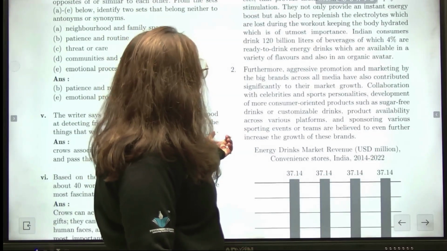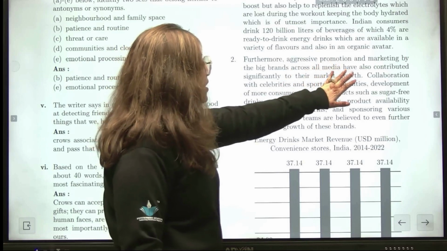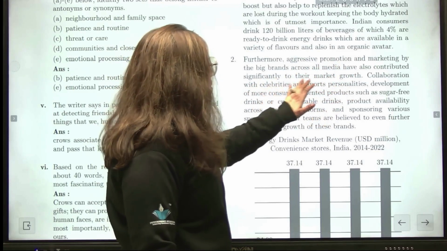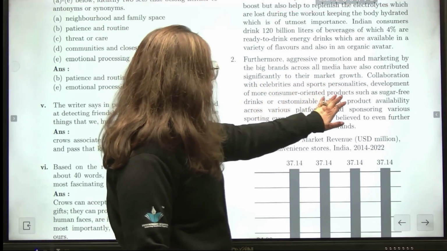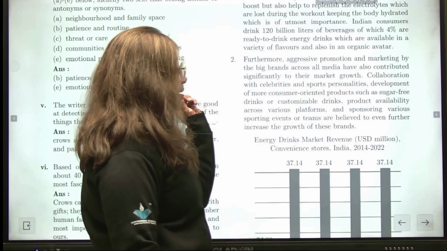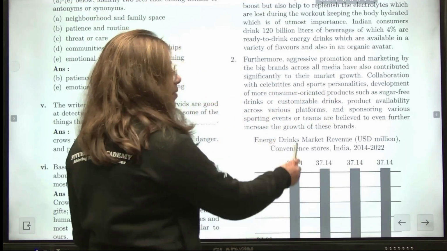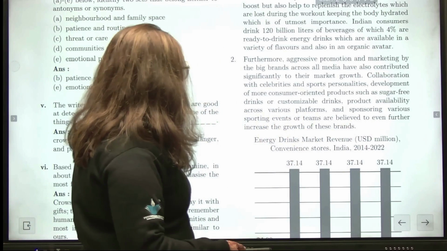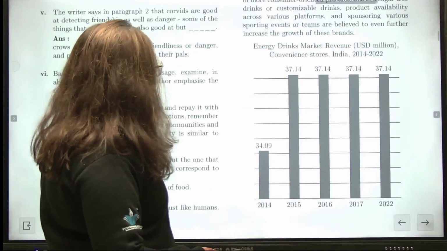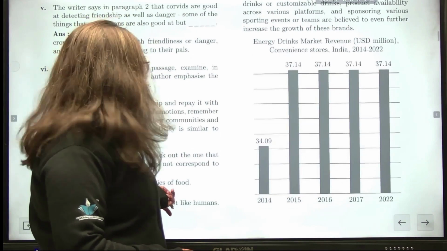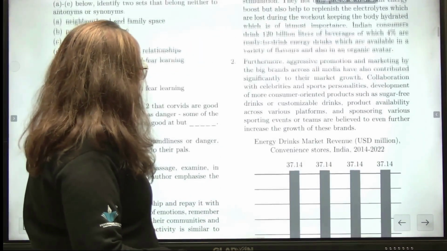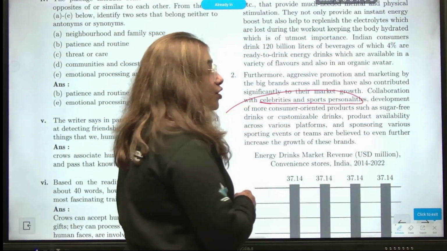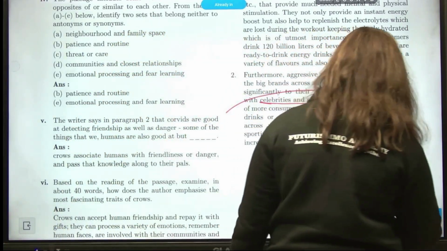Furthermore, aggressive promotion and marketing by the big brand across all media also have contributed significantly to their market growth. Collaboration with celebrities and sports personality, development of more consumer-oriented products such as sugar-free drinks or customizable drink, product availability across various platforms, and sponsoring various sporting events or teams are believed to even further increase the growth of these brands. And इसके according we can also assume that it is very much famous among celebrities and sports personality, क्योंकि उसके बाद मार्केट काफ़ी ग्रो भी हुई है when they are collaborating with these people, right?